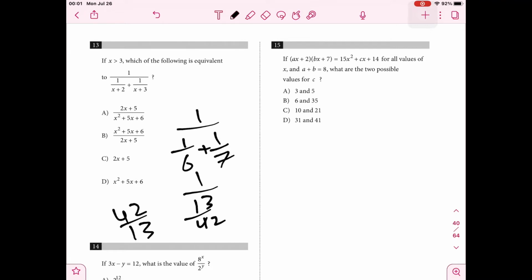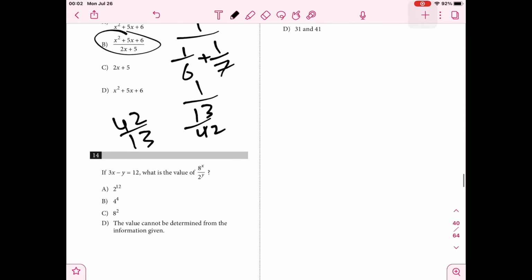And I said x was 4. So 4. I'm going to try B. That one looks like it might work. 16, 36, 42. 8, 13. Yep, there you go.